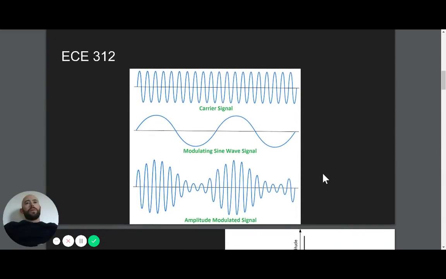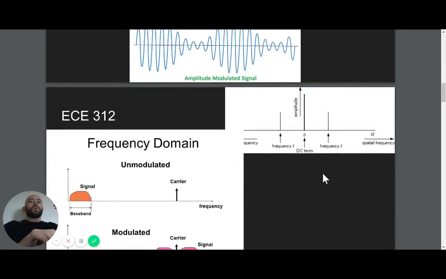So the carrier frequency is the quickly oscillating signal on the top, and the modulating sine wave is your voice. So my voice right now is oscillating as a sine wave. Those two are multiplied together to create an amplitude modulated signal. So there's also frequency modulation, and cell phones use a combination of the two. Right now we're just going to focus on the amplitude.